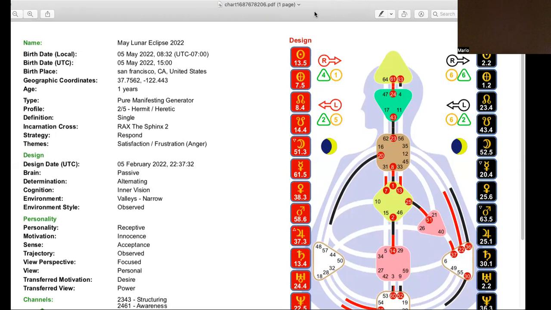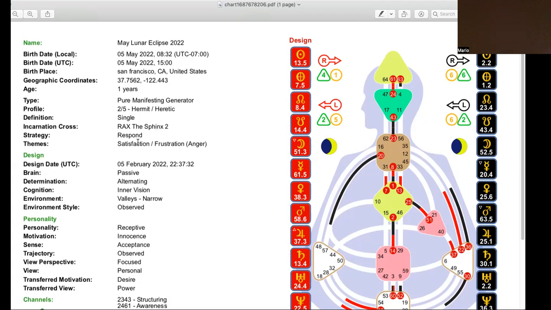The definition is single because all the channels are connected to each other. Very unique chart in the sense that we have channels all the way from the sacral through the G center, throat center, Ajna center, and crown center. And they're all connected. And this we call single definition. The right angle cross in this particular graph is the Sphinx, second version.